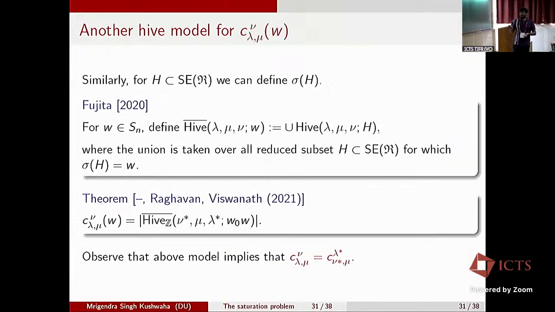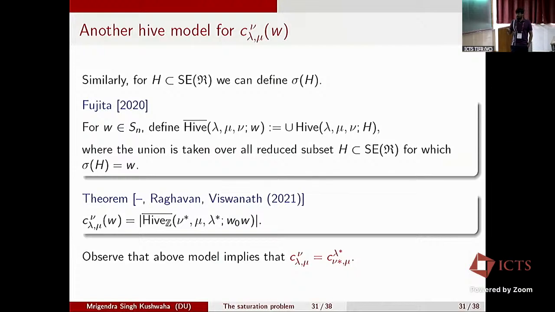There is another way to get a hive model, from the dual Kogan faces. For a given H in the southeast rhombi, in exactly the same way we can define σ(H), as we defined σ(F) before, the multiplication of S_{i-j} in lexicographic order. And for a given w in S_n, we denote it with a bar just to make a distinction, since we are taking the union over the southeast rhombi. So Hive-bar(λ, μ, ν): w is the union of Hive(λ, μ, ν): H, where H varies over all reduced subsets H of southeast rhombi such that σ(H) is equal to w.